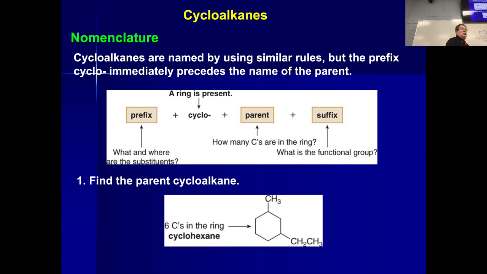Which way am I going to go? Right to left or left to right? If I go right to left, I come to the first branch at carbon 2, right? If I start left to right, I also come to carbon 2. I can't make a decision there, right? So I've got to look at the next substituent. The next substituent comes at carbon 3. The second substituent going this way would come at carbon 4, right? So we're going to go left to right.